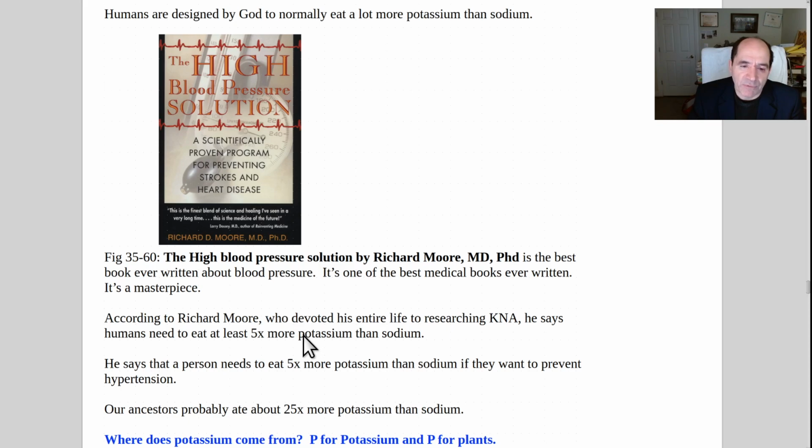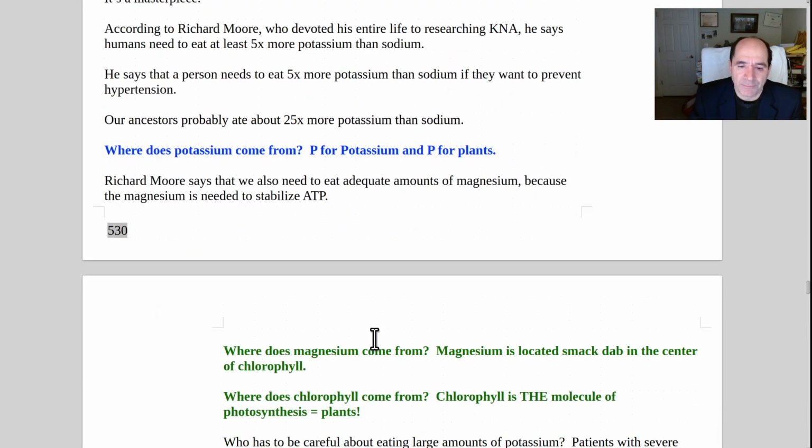He said that to prevent hypertension, people need to eat at least 5 times more potassium than sodium. I would say you want to go higher than that. If you just eat a plant-based diet, you'll end up with more than that. I think our ancestors probably ate about 25 times more potassium than sodium. But my standards of what would be optimal blood pressure are a little tighter than his. I'd like the pressure a little lower than what he thinks is good. So I'd probably want you eating more than that. But I don't count anything. You maybe count it once to figure out how it all works, and then just eat the plant foods. You'll get plenty of potassium.